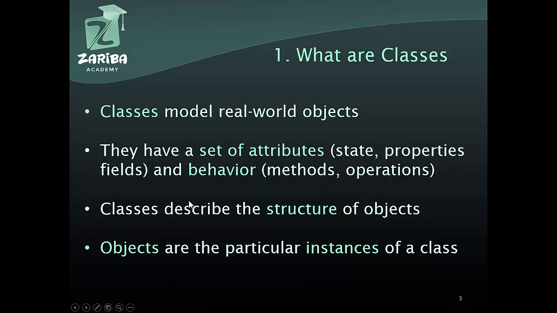Okay, I said that classes describe the structure of objects or the skeleton, and objects are the particular instances of a class. So if I have a class person, the person with a specific name, specific ID, and so on, this will be the object. So I have a class person, and the object will be the person named Pesho or something like that. So, okay, I'm sure that you know that.